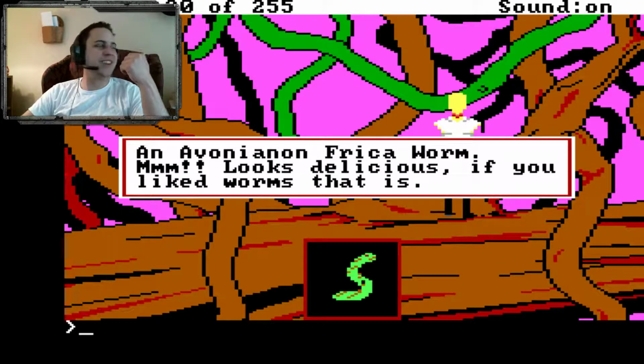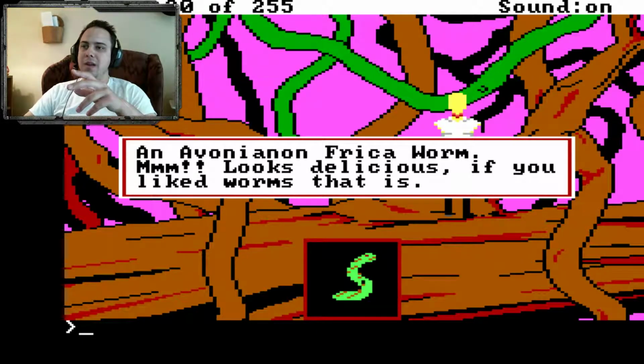Oh, you can see the sunlight coming in much brighter now. So look at fruit. Now that you know there's a worm, then it describes the fruit with the worm in it. Take worm. Look at worm. It just ran like the whole set of commands.